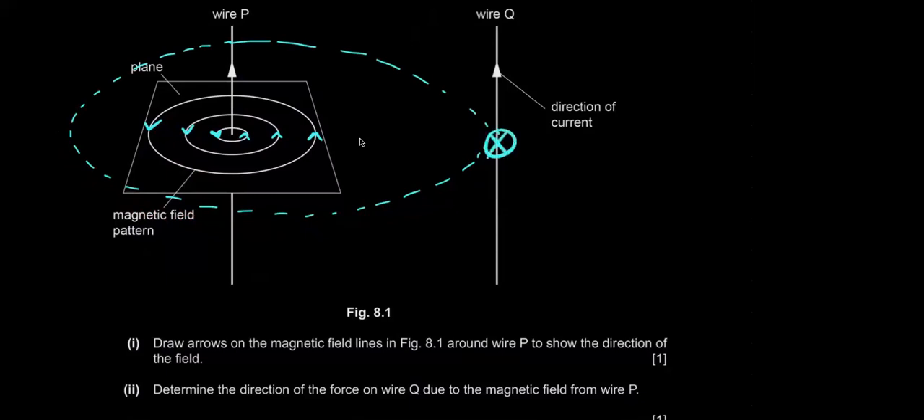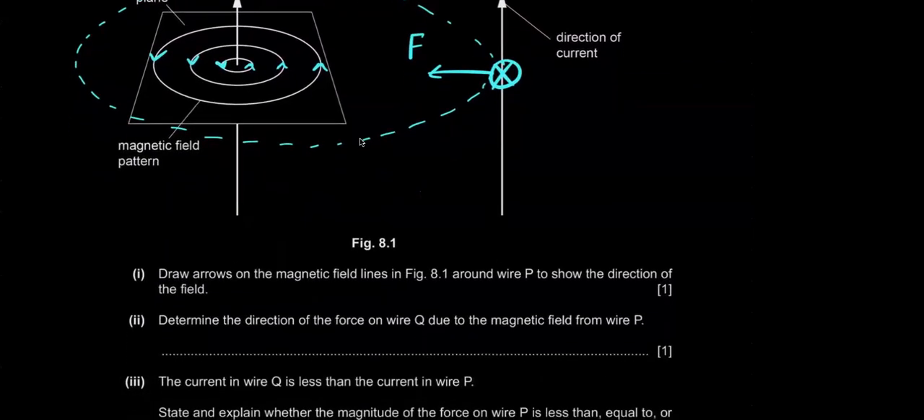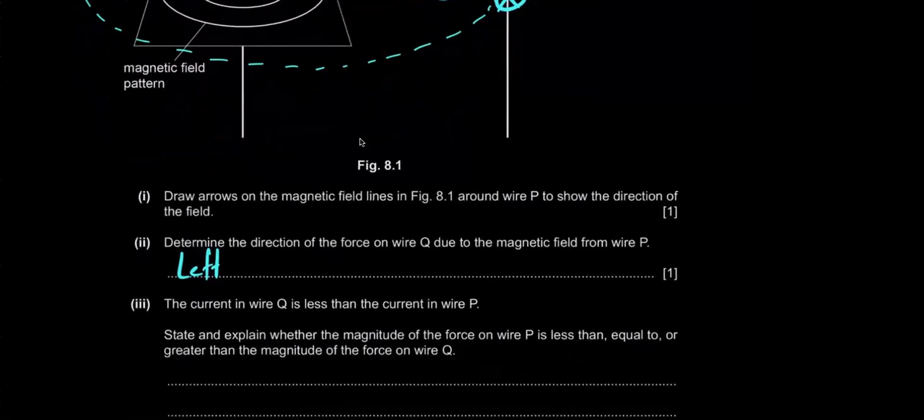So if I think about this, my second finger should point in the direction of the current in the wire Q, right? So my second finger should point upwards. My first finger, which is the field, should point into the page, right? So my first finger is pointing into the page. My second finger is pointing upwards. So by Fleming's left hand rule, the force exerted would be to the left, right? So the force is to the left. The current in wire Q is less than the current in wire P.